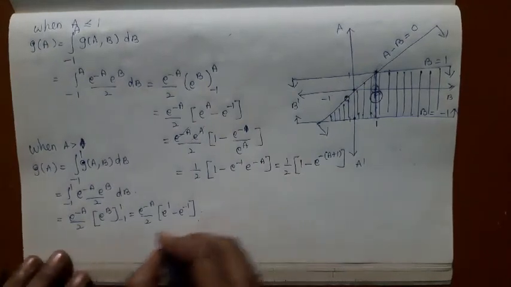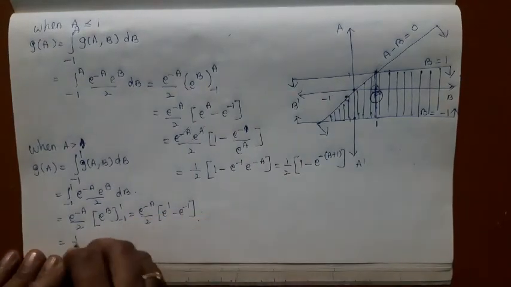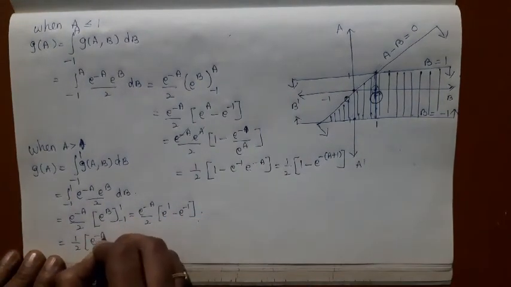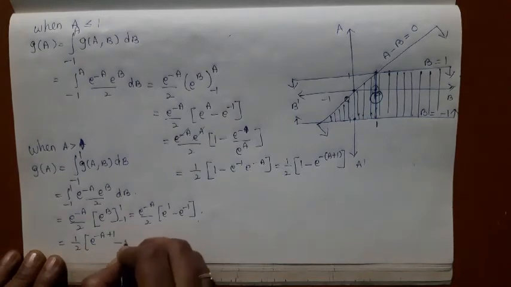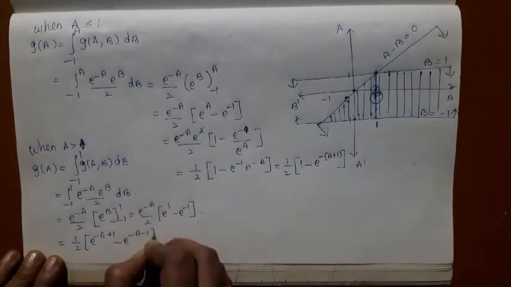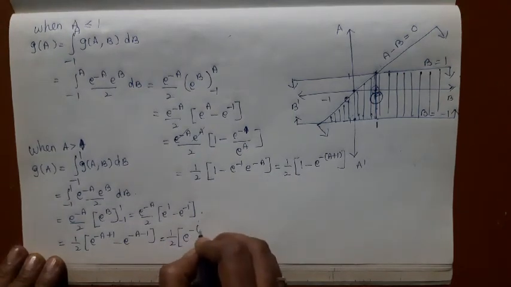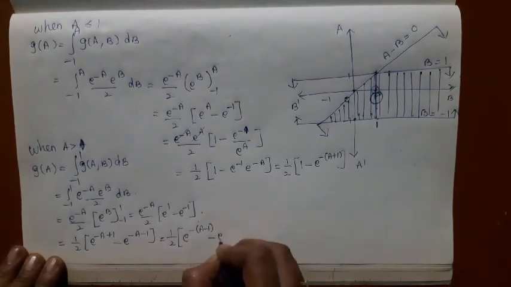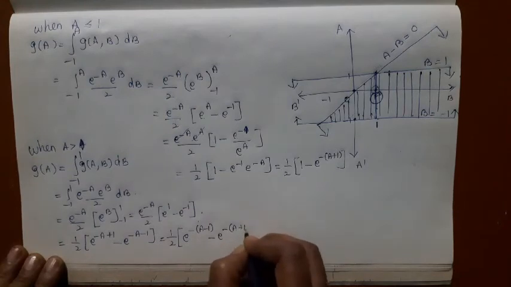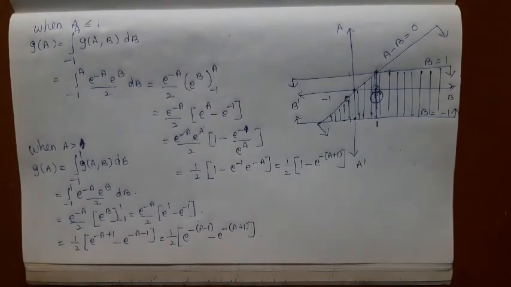And if you want to simplify, you can just take e power minus A outside, e power minus A plus 1, and it is e power minus A minus 1. To put it in the proper form, you can have it like this: A minus 1 minus e power minus A plus 1. Okay, that's all. So you have found the distribution of x plus y.